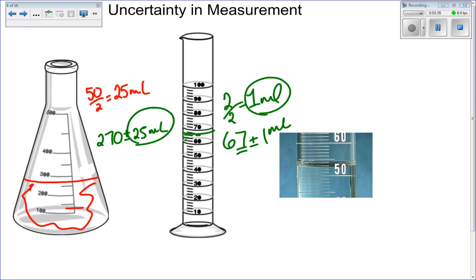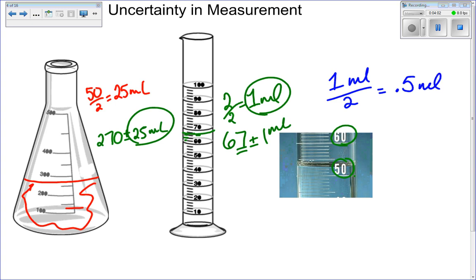So now let's look at this last little graduated cylinder. First thing we need to figure out, what is our go-by? Well, we're from 50 to 60, and there's 10 little lines, so our go-by is 1. So our go-by number is 1 milliliter. But what do we do? Divide it by 2. So I know my uncertainty for this one is even more accurate than the previous one, a half a milliliter.